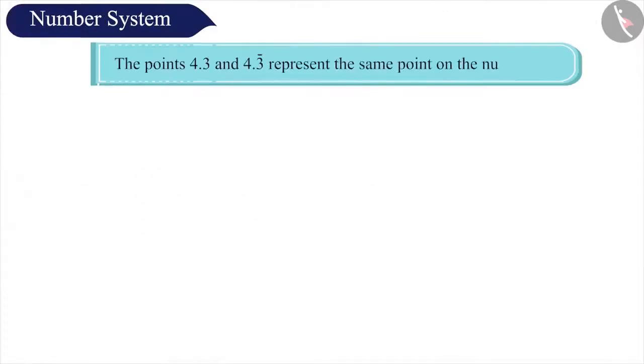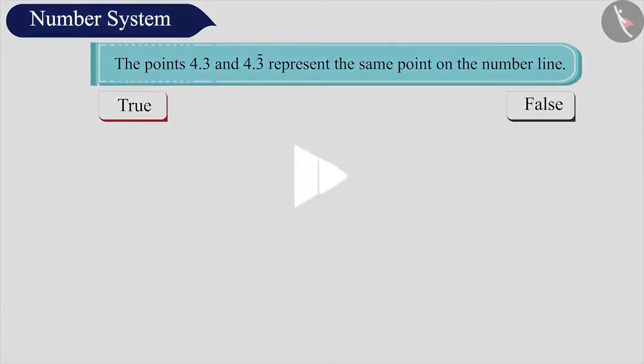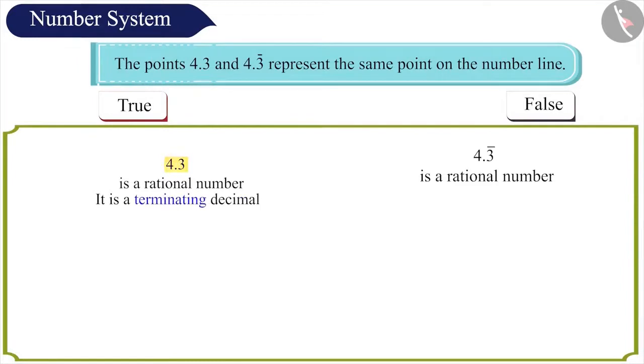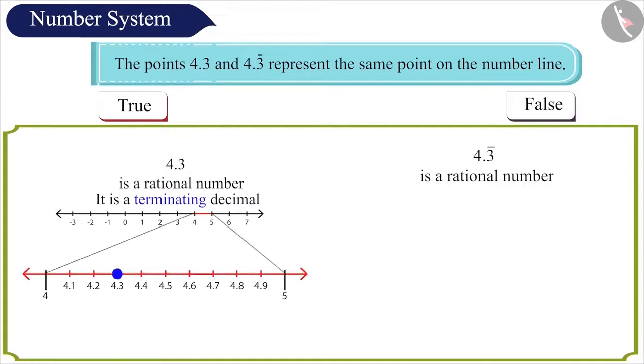Let's move ahead. The points 4.3 and 4.3 bar represent the same point on the number line. Is this statement correct? To find the answer to this question, you may pause the video. Friends, both these numbers are rational numbers, but 4.3 is the terminating decimal. We can accurately represent this number on the number line this way.